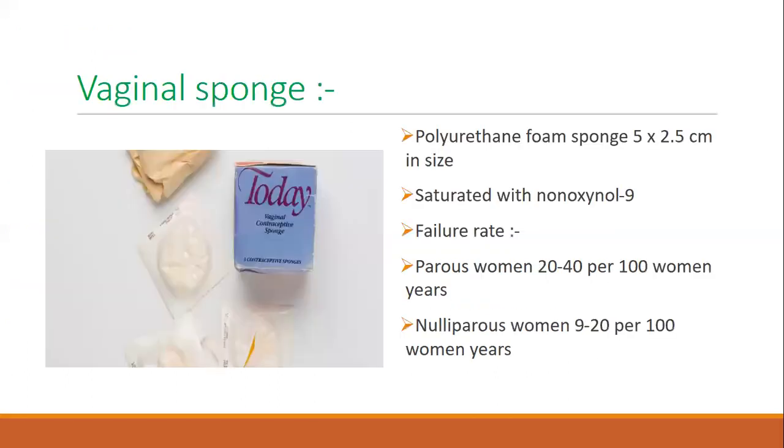Next, vaginal sponge. It is a polyurethane foam sponge, 5 by 2.5 centimeters. In the USA, it is marketed under the trade name Today for the sole purpose of preventing conception. It is saturated with nonoxynol-9. Failure rate in parous women is about 20 to 40 per 100 women years, and in nulliparous women it is about 9 to 20 per 100 women years.